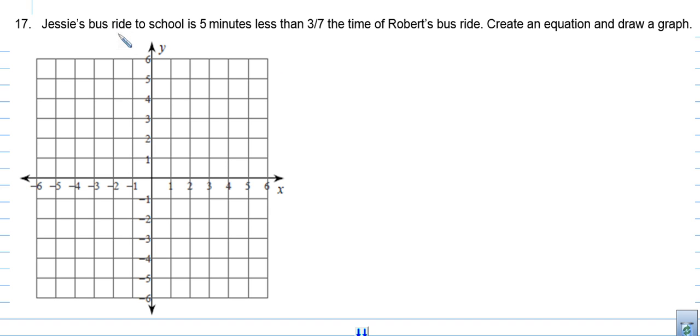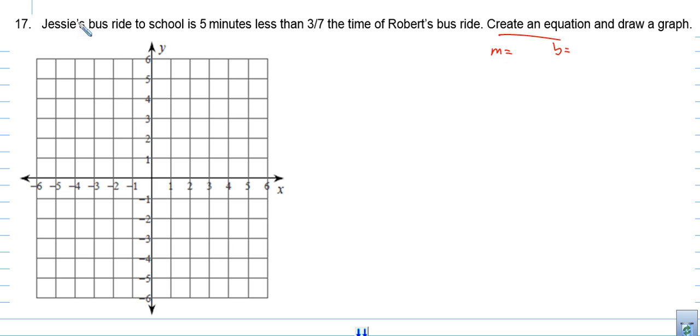Okay? So Jesse's bus ride to school is 5 minutes less than 3/7 the time of Robert's bus ride. Create an equation and draw a graph. Okay? So create an equation. We need to know what our M and our B are. And to draw a graph, we'll also need to know that information as well.